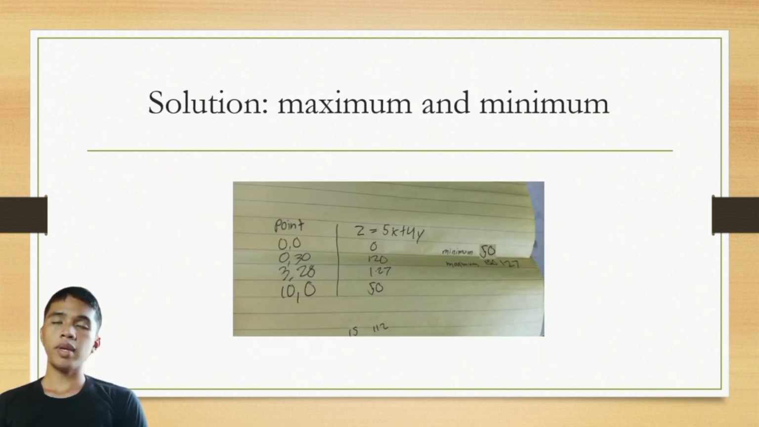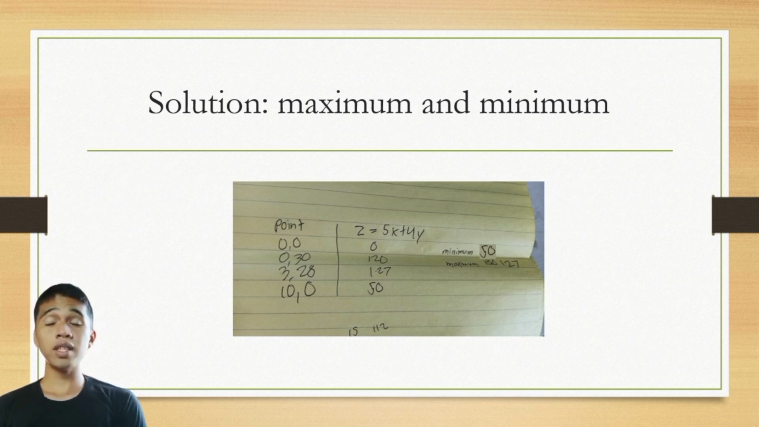Welcome to the last step in solving our equation z equal to 5x plus 4y, in which we will find the maximum and the minimum. First, we make a table where we place the points we have gathered in the previous slides, which are (0, 0), (0, 30), (3, 28), and (10, 0). Next to it is our z, which is 5x plus 4y, and under it are the answers, which we get by substituting x and y based on our points. So (0, 0) gives 0, (0, 30) gives 120, (3, 28) gives 127, and (10, 0) is equal to 50. Now we have completed our table.